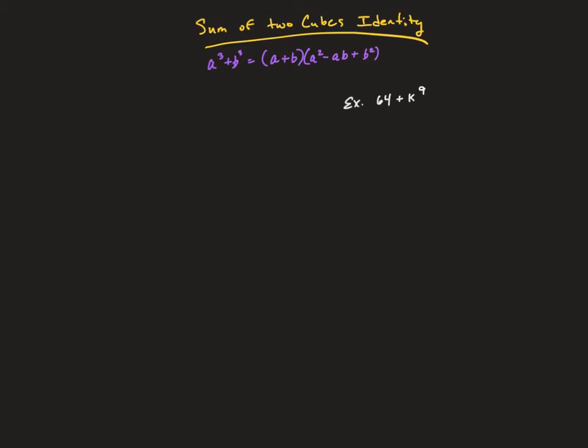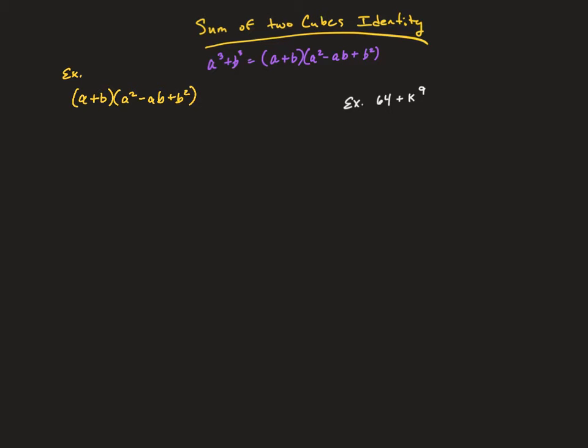So here, going on to the sum of cubes. Now, the sum of cubes is an identity, and here is my identity, and it tells me that a cubed plus b cubed is going to equal a plus b times a squared minus ab plus b squared. That's the identity. And to prove this identity, I'm going to multiply a plus b times a squared minus ab plus b squared.